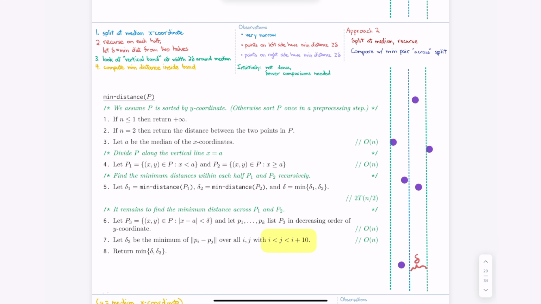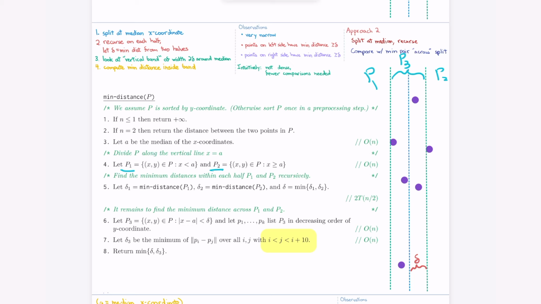I guess I chose 10. I'm not sure why, but what I'm going to do is sort all the points by vertical coordinate initially, so I can just go down the list. Maybe I should go through the code a little more slowly. P1 is everything on the left, P2 is on the right, and P3 is everything on either side that's in this small band. You've already figured out everything in P1 and P2. You just have to do P3, okay?